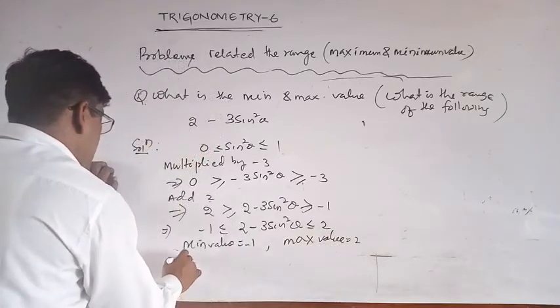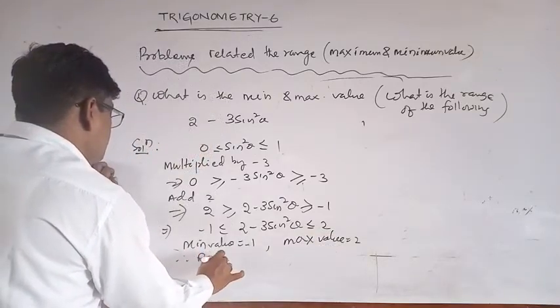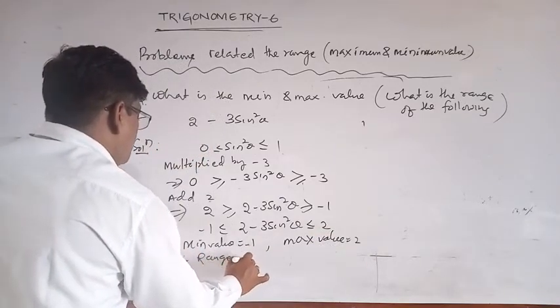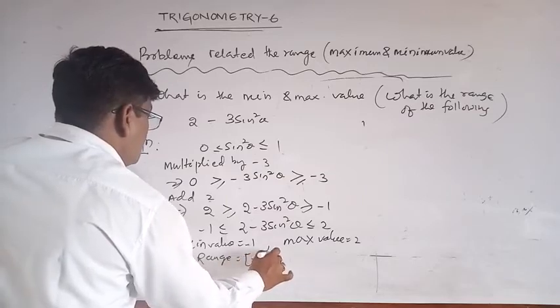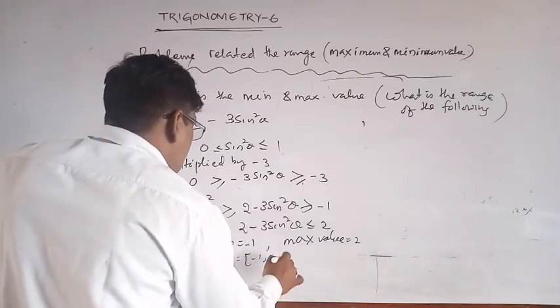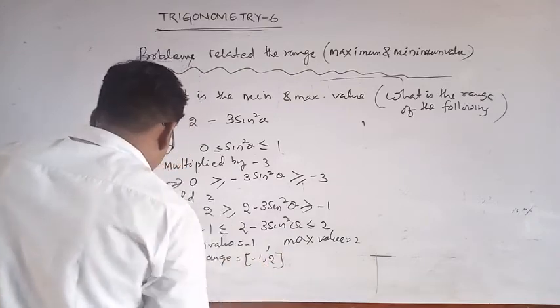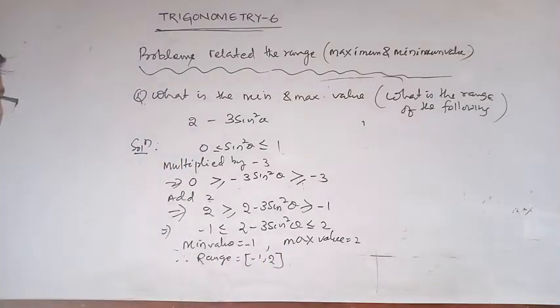And range is equal to what? Range is equal to minus 1 comma 2. Okay, similarly other questions.